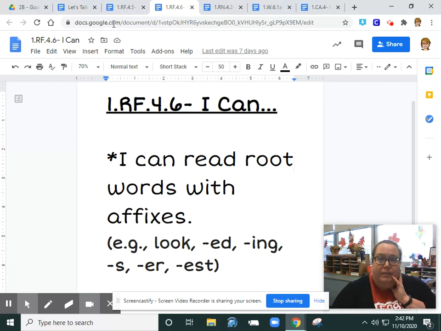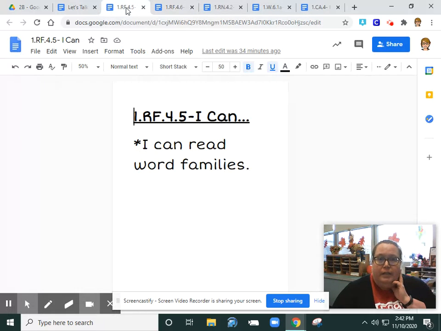And our final skill standard is this one, RF 4.5. I can read word families. We're going to talk a lot about word families and how we're going to identify word families, come up with words that belong in the same word family. A lot of work with word families, reading them and explaining them and so on.